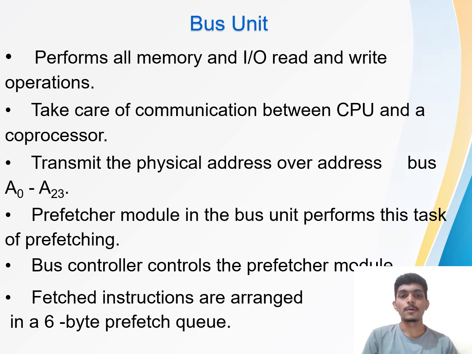The bus unit performs all memory and input output read and write operations. It takes care of communication between the CPU and a coprocessor. It transmits the physical address over the address bus A0 to A23. The prefetcher module in the bus unit performs the task of prefetching. The bus controller controls the prefetcher module. Fetched instructions are arranged in a 6-byte prefetch queue.